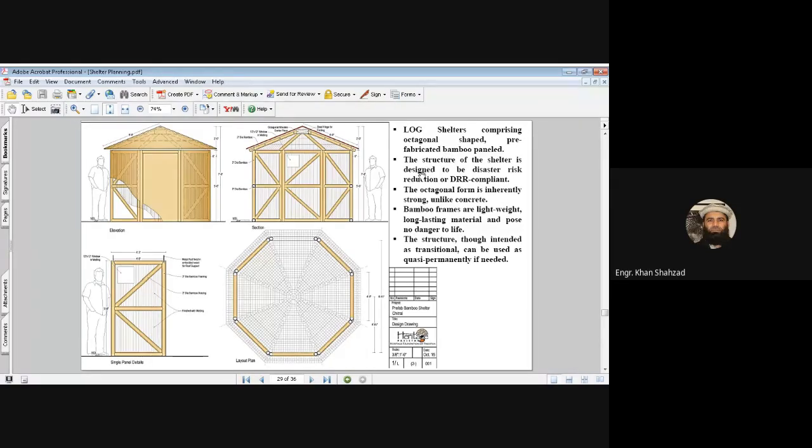So the structure of the shelter is designed to be disaster risk reduction, or DRR, compliant. The octagonal form is inherently strong, unlike concrete. Bamboo frames are lightweight, long-lasting material, and pose no danger to life. It is environmentally friendly and sustainable. The structure, though intended as transitional, can be used quasi-permanently if needed. So you can use this as a permanent structure as well until the people are able to make their houses by themselves. So you can use this shelter as a semi-permanent structure.